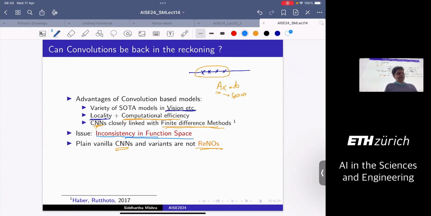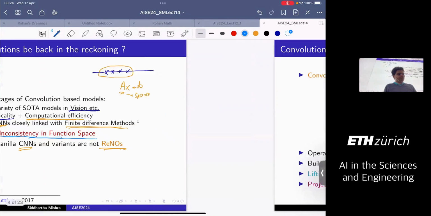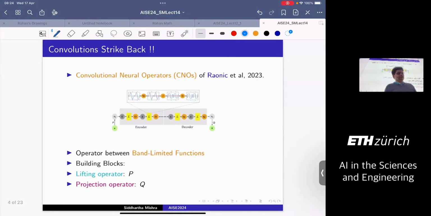How do we do that? This will be the main focus of my lecture today. Let me start by essentially saying: convolution strikes back. In the next half an hour, 40 minutes, I'm going to describe this architecture, which was proposed last year by my lab. It is called convolutional neural operators. And you'll see that it has many of these desirable properties that we aspired for.